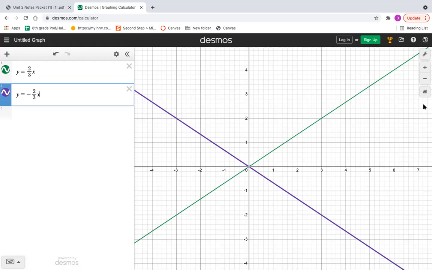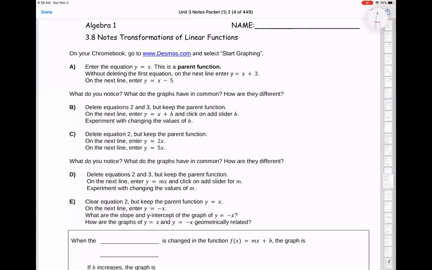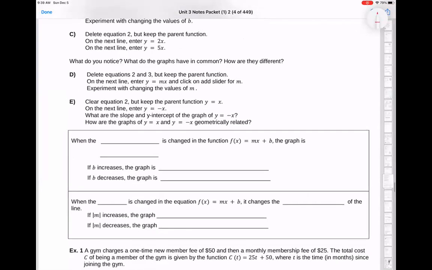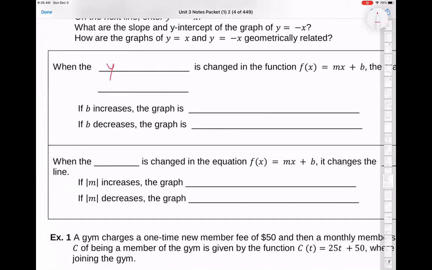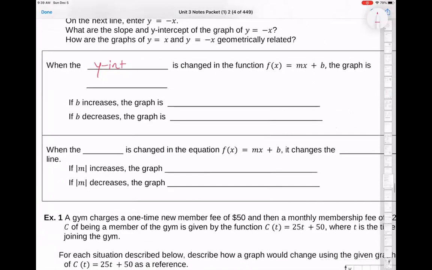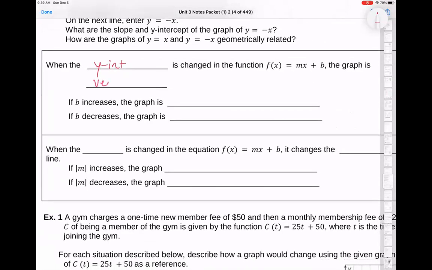All right. So now let's go ahead and create some definitions. Now that we've seen all of those different graphs in action, let's create these definitions. So again, we've already done our A through E parts. For our definitions, when the y-intercept is changed in the function y equals mx plus b, then the graph we saw vertically shifts. Remember, our first graphs were dealing with the y-intercept, the b values.